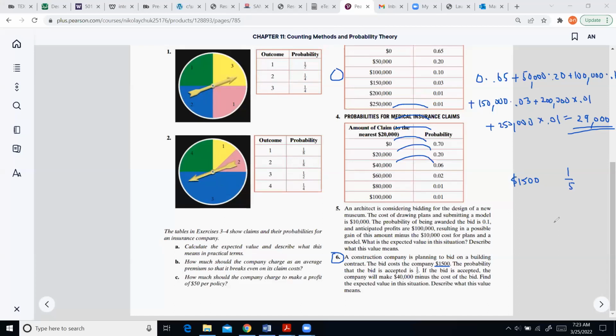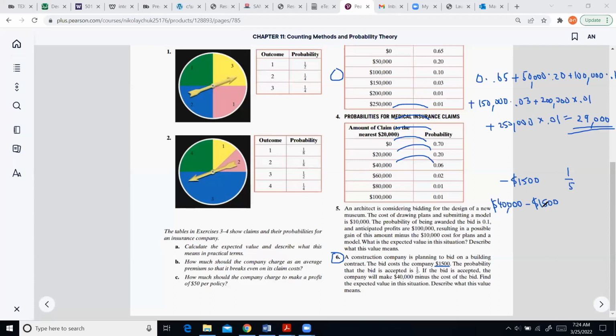Okay. And then what? If the bid is accepted, the company will make $40,000 minus the cost of the bid. So the company will actually make a profit of 40,000 less 1,500, so minus 1,500. Please notice that since 1,500 is what they're paying out of pocket, it counts with a minus. So they're actually losing this money.